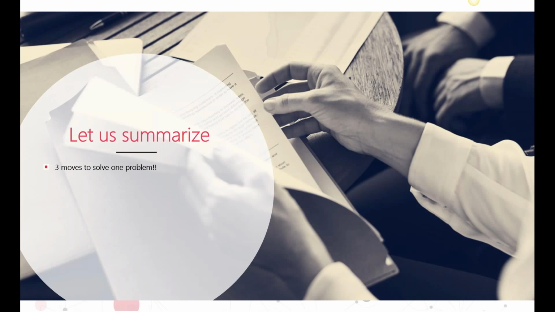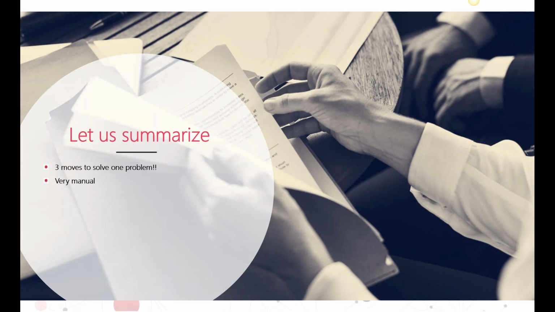So let's summarize that. To solve one simple problem of overcapacity use in the month of April, we had to go through three moves. First move was to move it to March. Then the second move was to move part of it to March. And the third move was to move part of it to May. So three moves to solve one problem at one product level for one production unit.